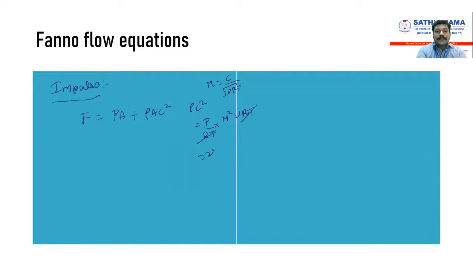So what we get? Gamma P M square. So what is your rho C square now? Rho C square is gamma P M square, right? You are just going to replace rho C square with gamma P M square. And in this you have PA common, just take PA common out. What we get? 1 plus gamma M square. So this is your impulse.